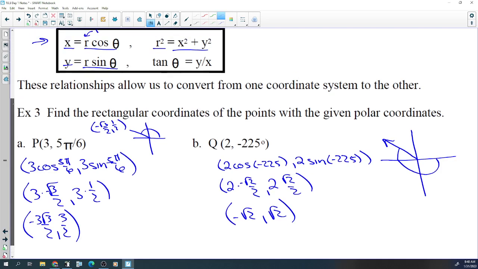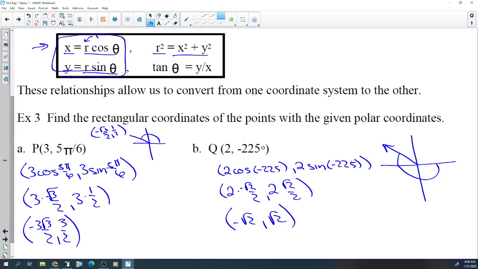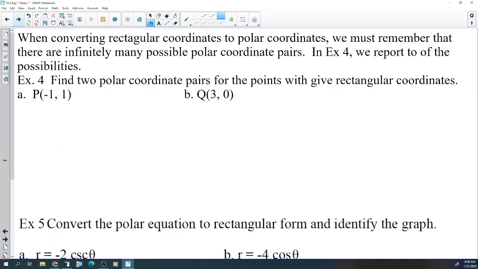So we use the tools. We use these two right here to convert. When converting rectangular coordinates to polar coordinates, we must remember that there are infinitely many possible polar coordinate pairs. In example 4, we report 2 of those, not TO, but TW. 2 of the possibilities. Find two polar coordinate pairs for the points with given rectangular coordinates.